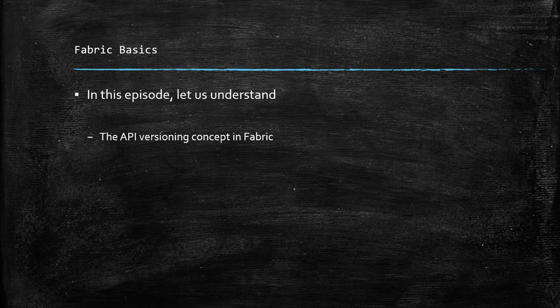Without further ado, let us get into the Fabric console and look at how we create these multiple versions of integration services by using this API versioning concept in Fabric.